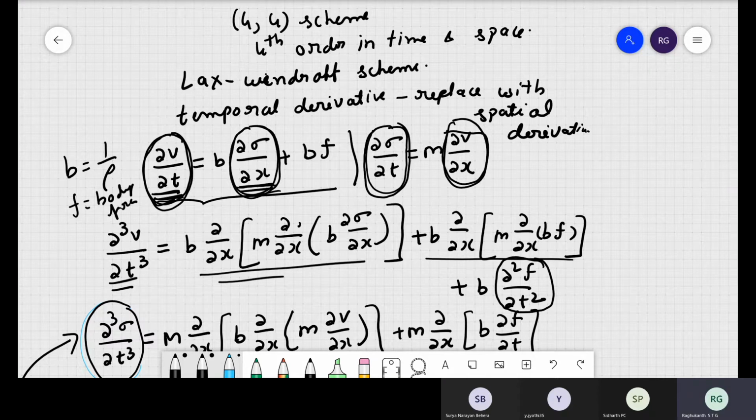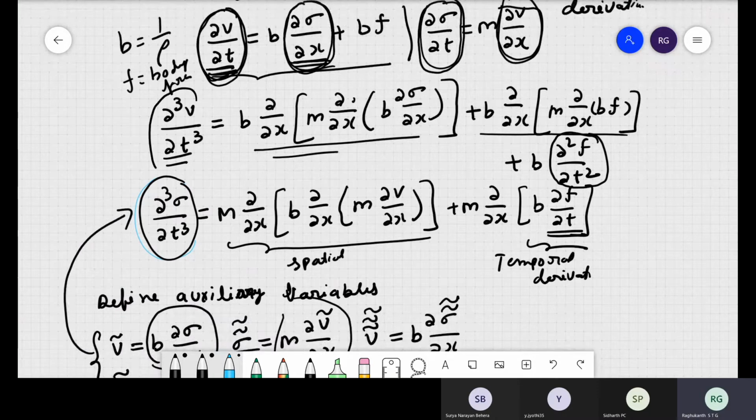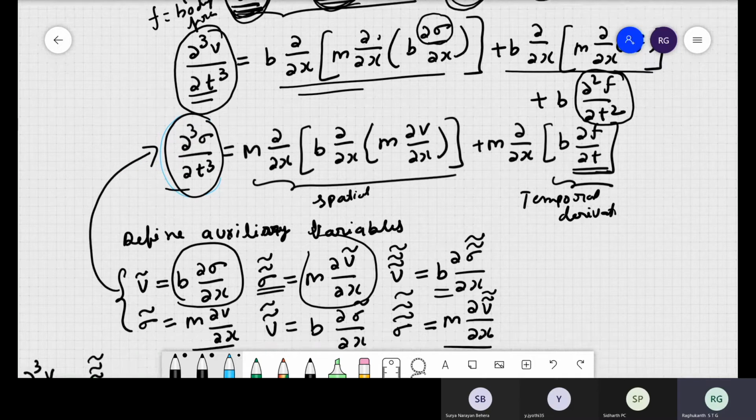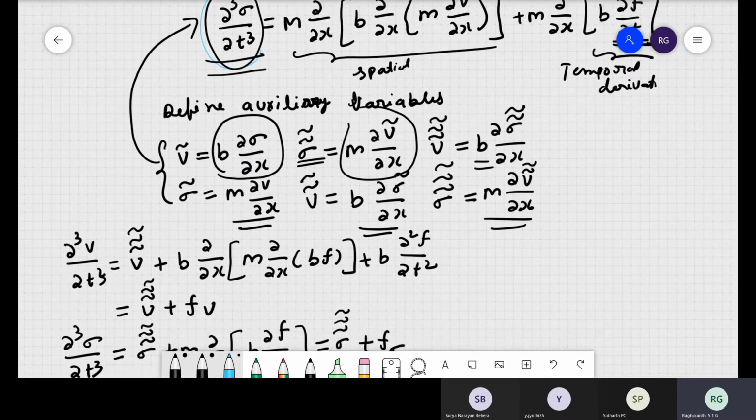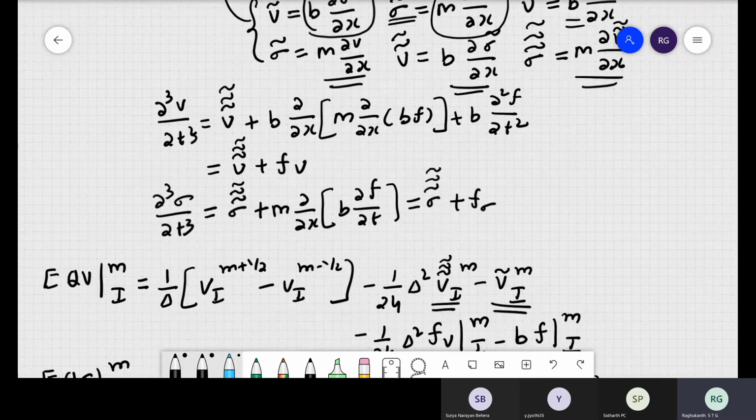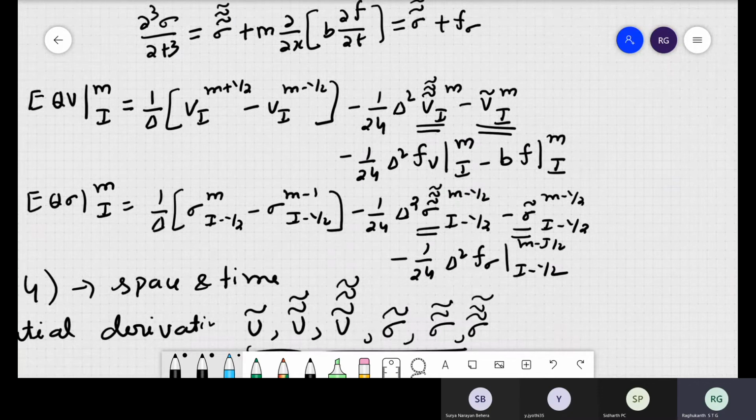For example, I think we did this: ∂³v/∂t³. This is a third derivative of velocity, and you can replace it with a spatial derivative of sigma itself. These are several tricks one can use. You can see the third derivative of sigma has been replaced with a spatial derivative of velocity. In this way we can define some auxiliary variables and write it, so temporal derivatives can be reduced, and finally we derived this expression to compute the equations for velocity.